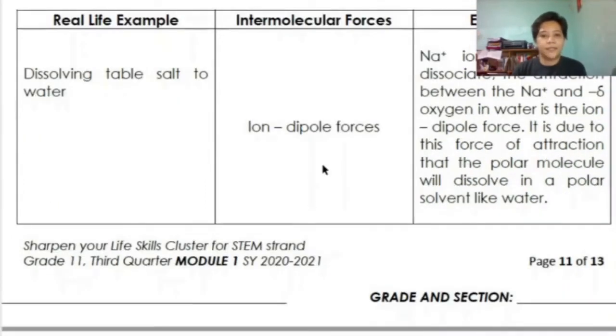So, I have given a real-life example of one of the intermolecular forces that was not mentioned in the readings. So, I found a dissolving table salt to water. So, this is an example of an ion dipole forces. And ion dipole forces happen when sodium ions and chlorine ions will dissociate or they will be separated. The attraction between the sodium ion and a partially negative oxygen in water is the ion dipole force. It is due to this force of attraction that the polar molecule will dissolve in a polar solvent like water.